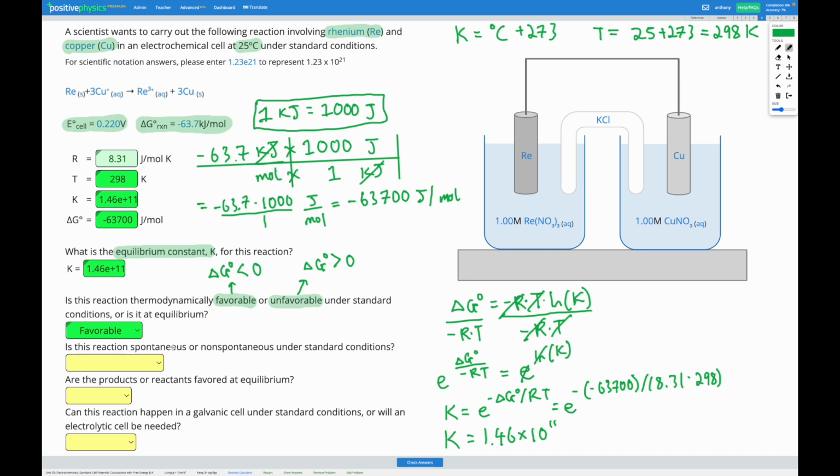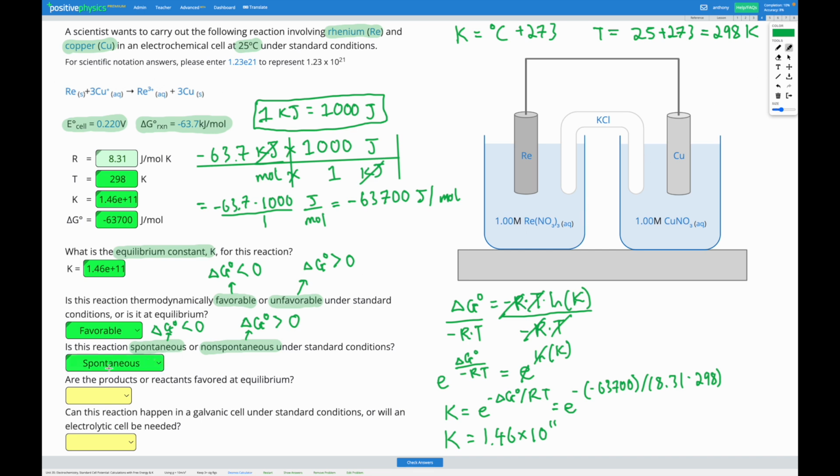Then we're asked, is the reaction spontaneous or non-spontaneous? Again, this can be figured out using our Gibbs free energy change. For a spontaneous reaction, that's again when our Gibbs free energy change is less than 0. For a non-spontaneous reaction, that's when our Gibbs free energy change is greater than 0. In this question, we have a Gibbs free energy change less than 0, which means we have a spontaneous reaction.